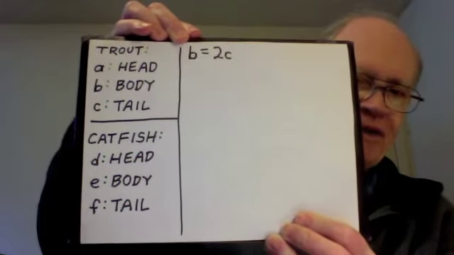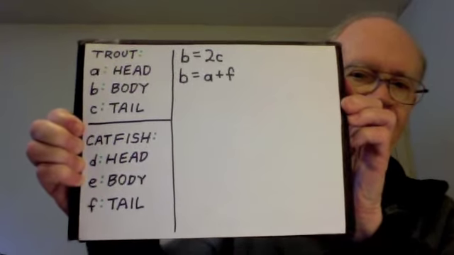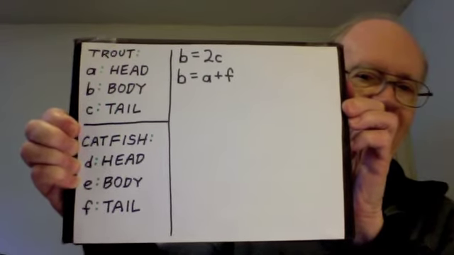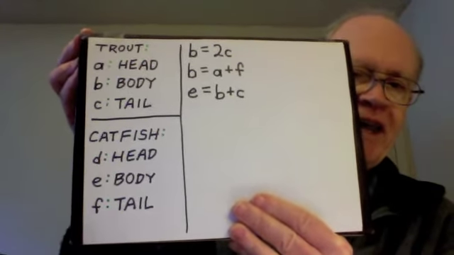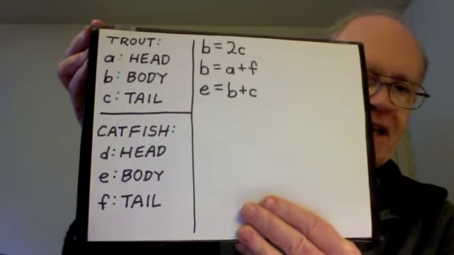The body of the trout had a length twice its tail. That's B equals 2C. The body of the trout had length equal to its head plus the tail of the catfish. That gives us our second equation, B equals A plus F. The body of the catfish equaled in length the whole trout minus its head. Thus we have our third equation, E equals B plus C.